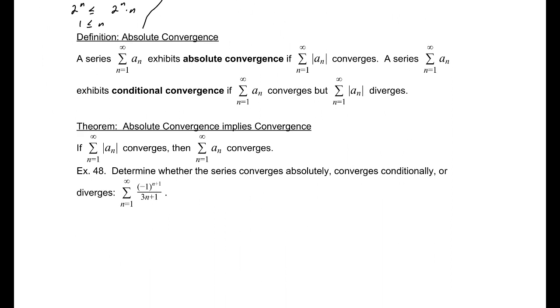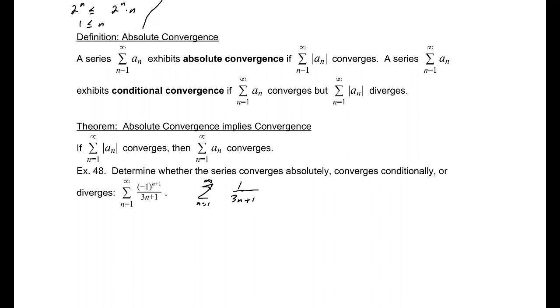So let's first take a look at this one: the sum from 1 to infinity of (-1)^(n+1) over 3n plus 1. Well, let's first consider the absolute value. So let's first consider the sum from 1 to infinity of the absolute value of that, which is 1 over 3n plus 1.